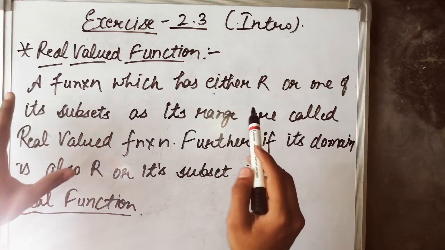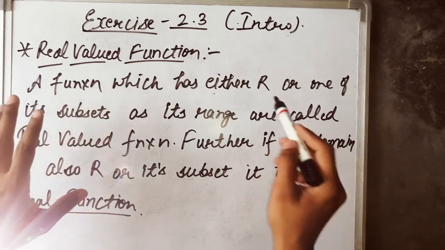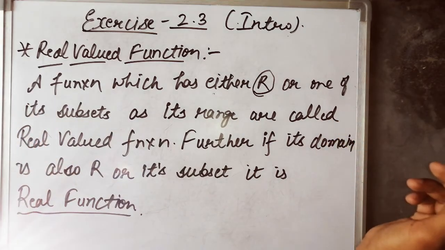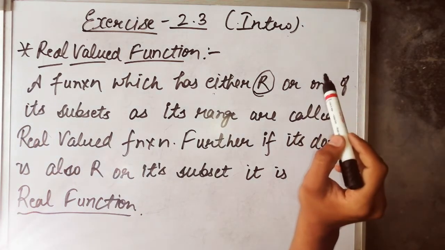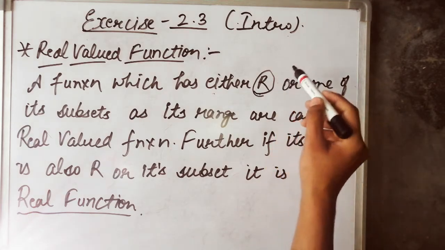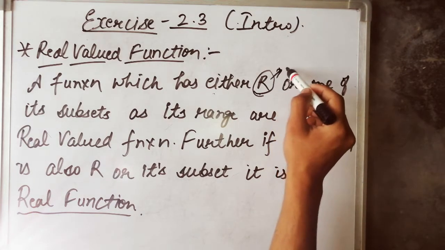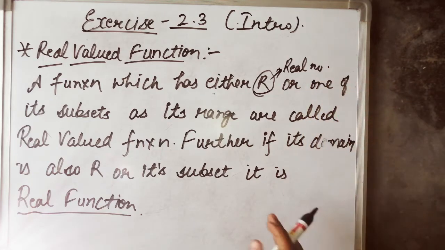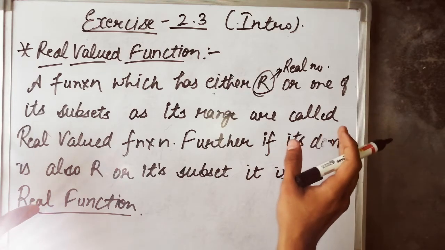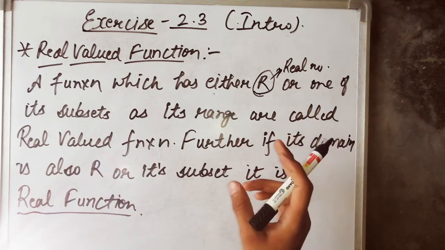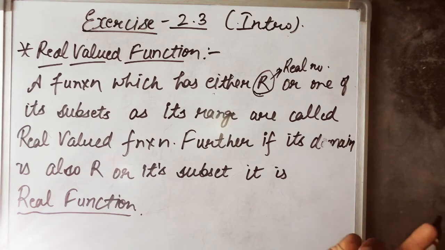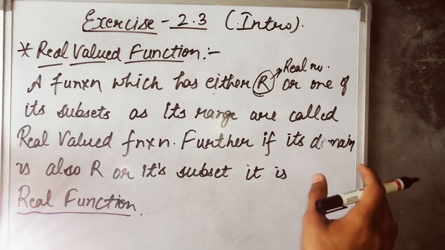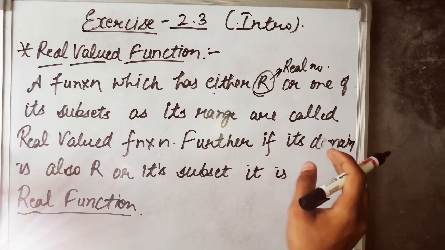It means that if the function has either the real numbers or one of its subsets as its range, it is called a real valued function. Now what are the subsets of the real numbers? This R means real numbers. I'm writing here real number, either R or one of its subsets. Its subsets are natural numbers, integers, rational numbers, etc. And further, if its domain is also R or its subset, it is a real function.